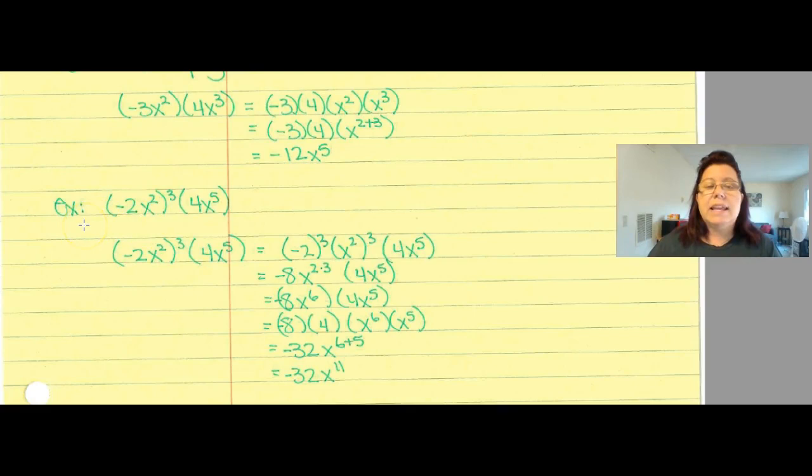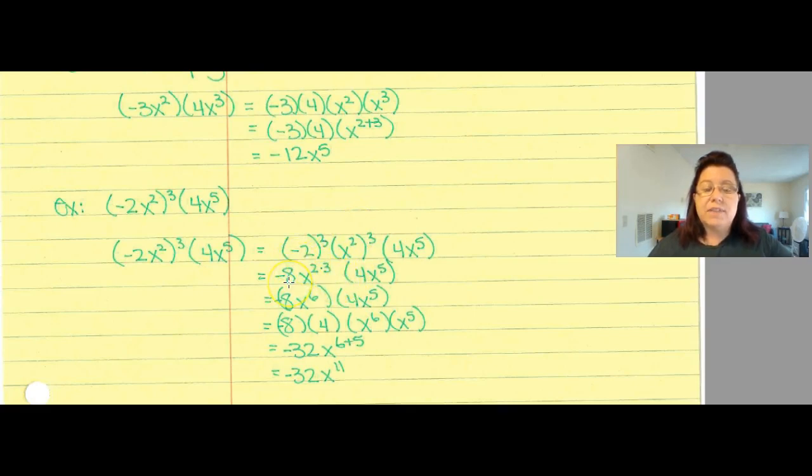Another example: negative 2x squared, cubed, times 4x to the fifth. Again, the first step is going to be to distribute this power to everything inside the parentheses. I'm still working with my order of operations: parentheses, exponents, multiplication, division, addition, subtraction. So I do have to take care of the exponent first. I'm going to distribute the power 3 to the negative 2 and to the x squared.